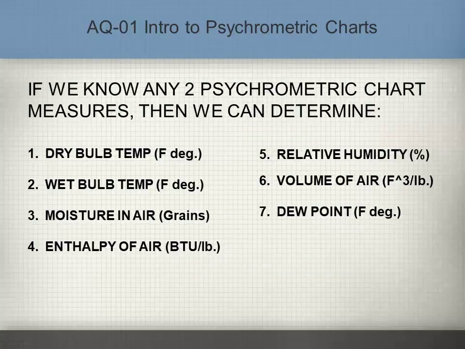Remember, with the psychrometric chart, we can plot 7 measurements of air quality: dry bulb temperature in degrees Fahrenheit, wet bulb temperature in degrees Fahrenheit, moisture in grains, this is also called humidity, enthalpy or total heat of 1 pound of air in BTUs, relative humidity as a percentage, the volume of 1 pound of dry air in cubic feet, and also the dew point in Fahrenheit degrees.